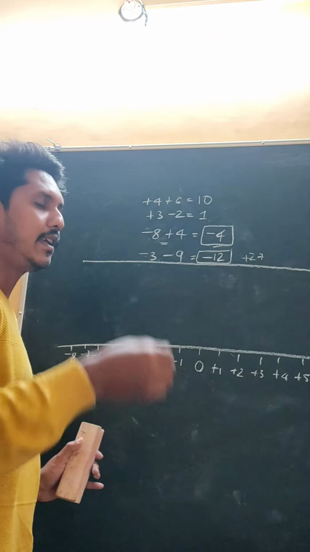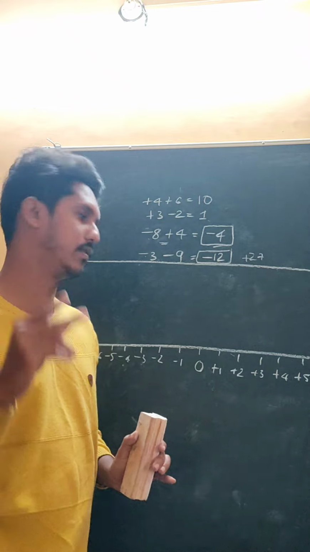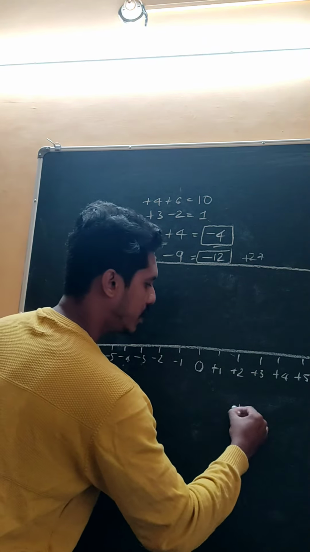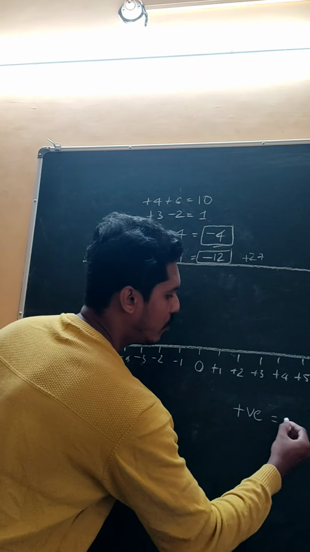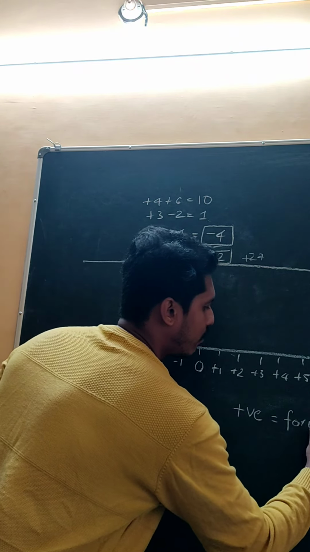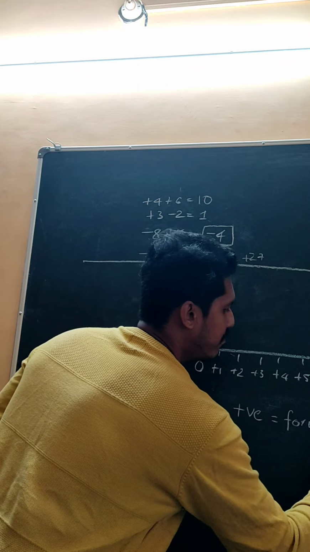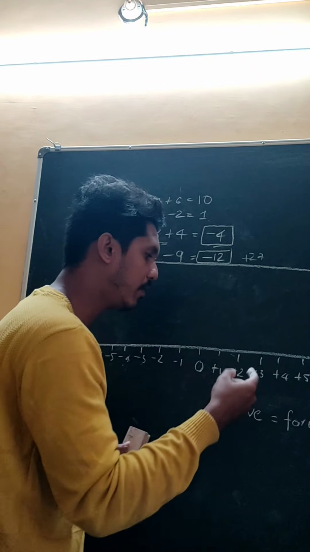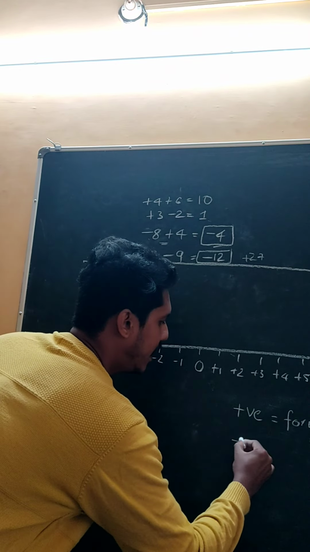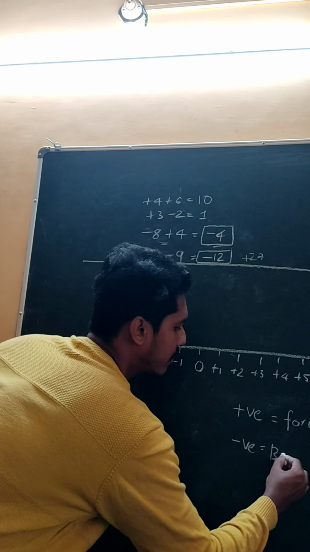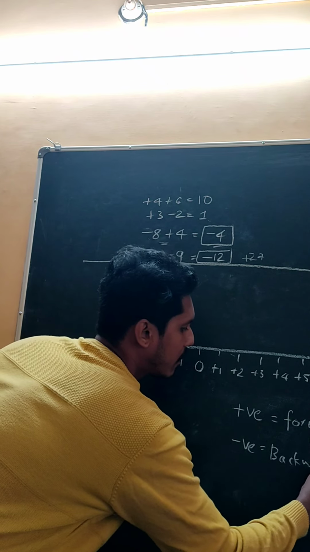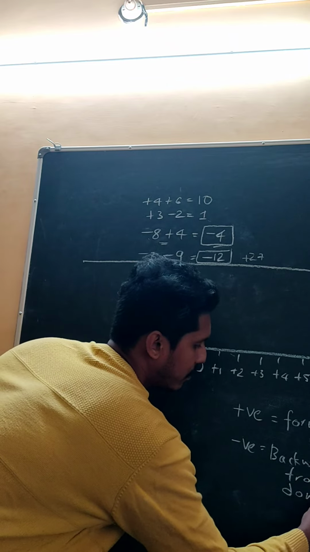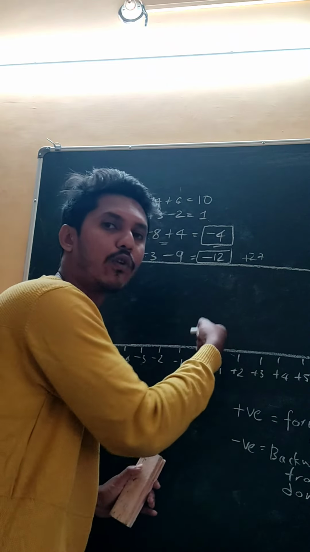Okay? See, in integers there are two rules. If there is a positive sign, we have to move forward from up. You have to move forward from up. In case of a negative sign, you have to move backward from down. These two rules we need to follow in integers.